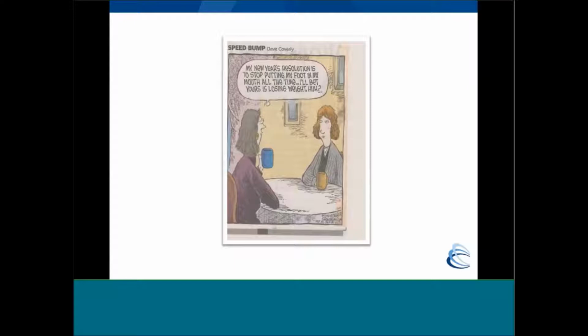Or do we say nothing, and it brews and it harbors and it comes out 6 or 7 days down the road when something else sets us off? So again, cartoons, but we do need to be thinking about this.